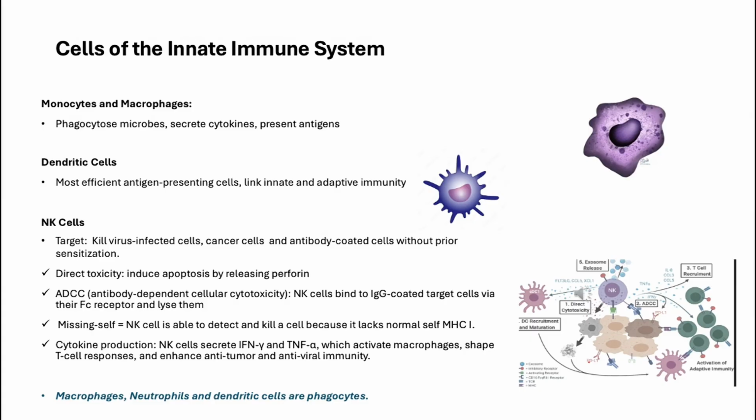Monocytes and macrophages are similar to basophils and mast cells. So they're called monocytes when they're in the blood, and then they're called macrophages when they enter the tissue. So the function of macrophages is phagocytosis, secreting cytokines, and antigen presentation. We have dendritic cells, which are the most efficient antigen-presenting cells.